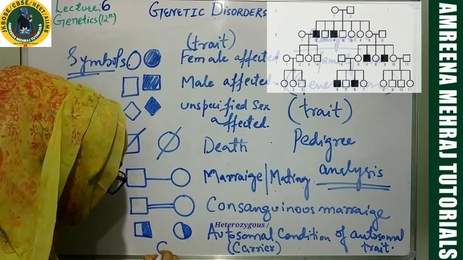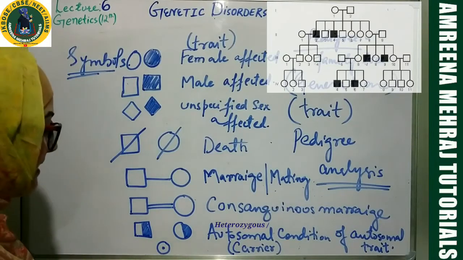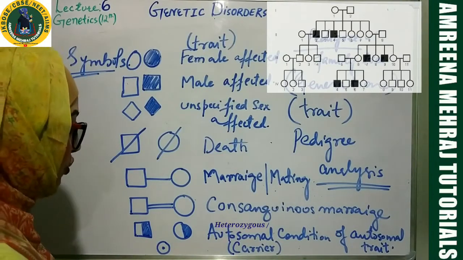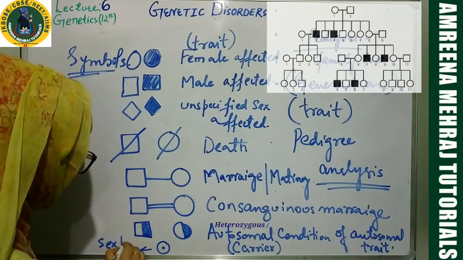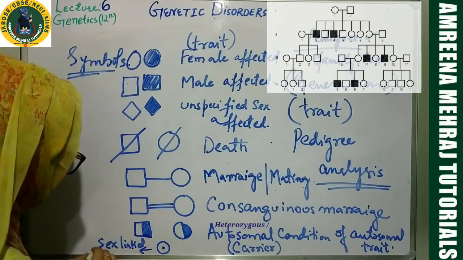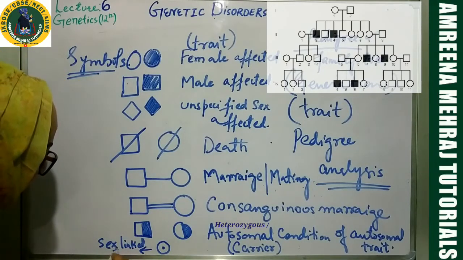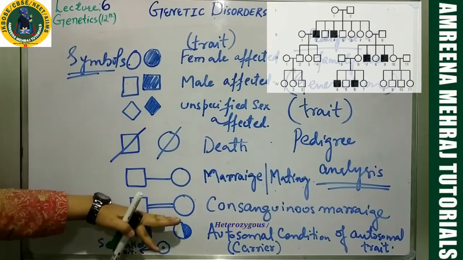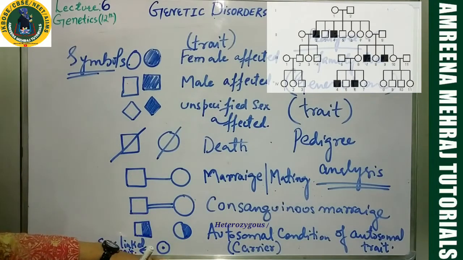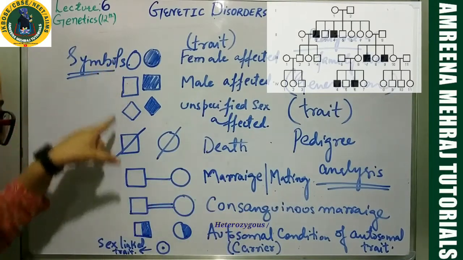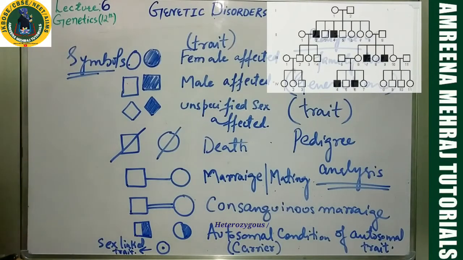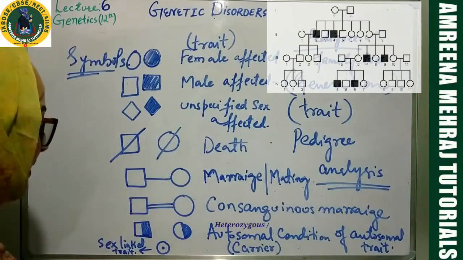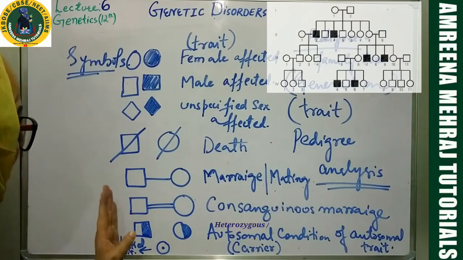Sometimes we draw a circle with a dot in the center. This is again a condition where we are trying to show a heterozygous condition, but this is related to a sex-linked trait. We will need these structures once we go to solving a pedigree. Once I am teaching you some genetic disorders, I'll be using these symbols. Once I make you understand what a carrier means, I will give you certain advanced symbols also. These are the very basic symbols you must be well aware of.